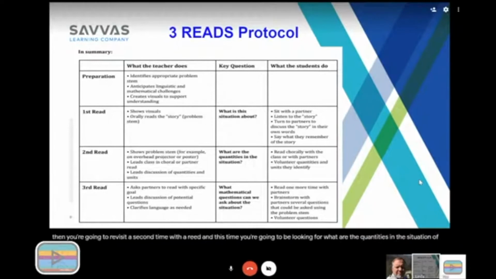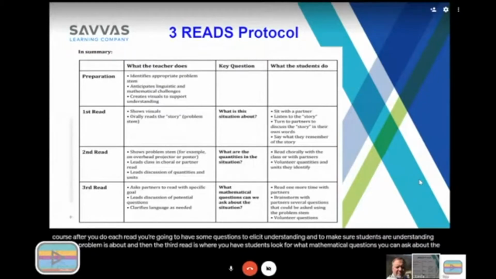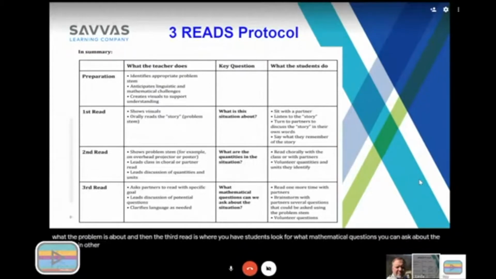Of course, after you do each read, you're going to have some questions to elicit understanding and to make sure students are understanding what the problem is about. And then the third read is where you have students look for what mathematical questions you can ask about the situation. In other words, what is this problem asking us to do?